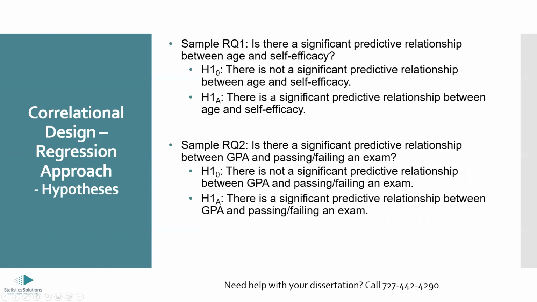Here we have the sample hypotheses. It's very similar to what we looked at before. There is not a significant predictive relationship, and then there is a significant predictive relationship. The null hypothesis is listed first, followed by the alternative.